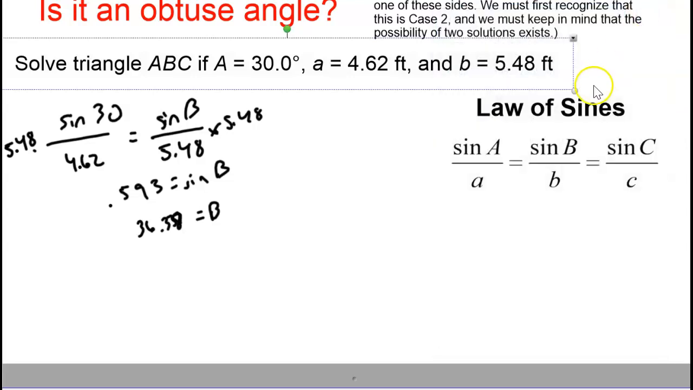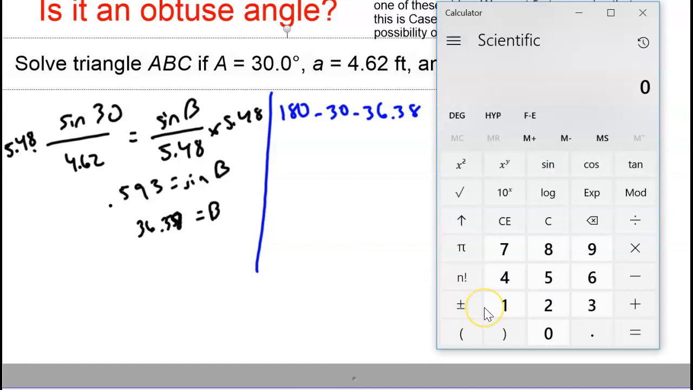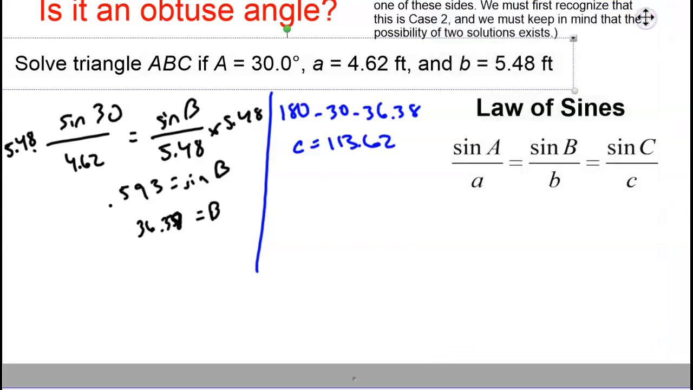Okay, so now that we've got two of our interior angles, we have an interior angle of 30, and we have an interior angle of 36. And so let's go ahead then, and we're going to look at this and say, all right, what is C? Well, 180 minus 30 minus 36.38 is 113.62. So C equals 113.62 for this particular triangle. And so we can draw this out.